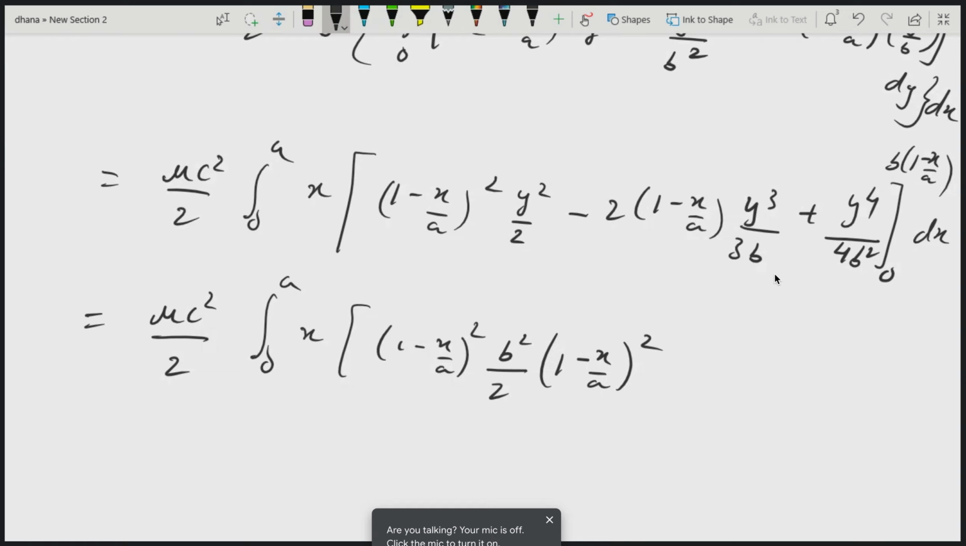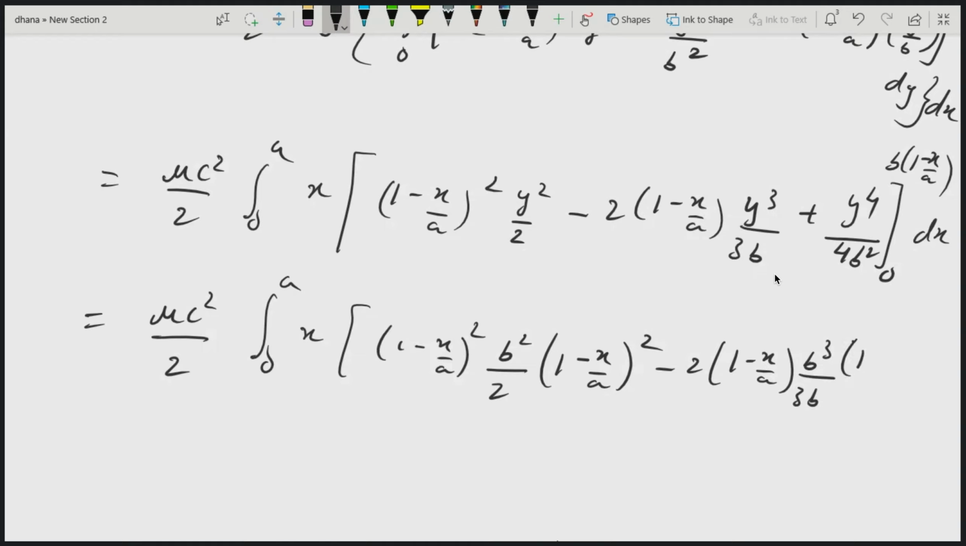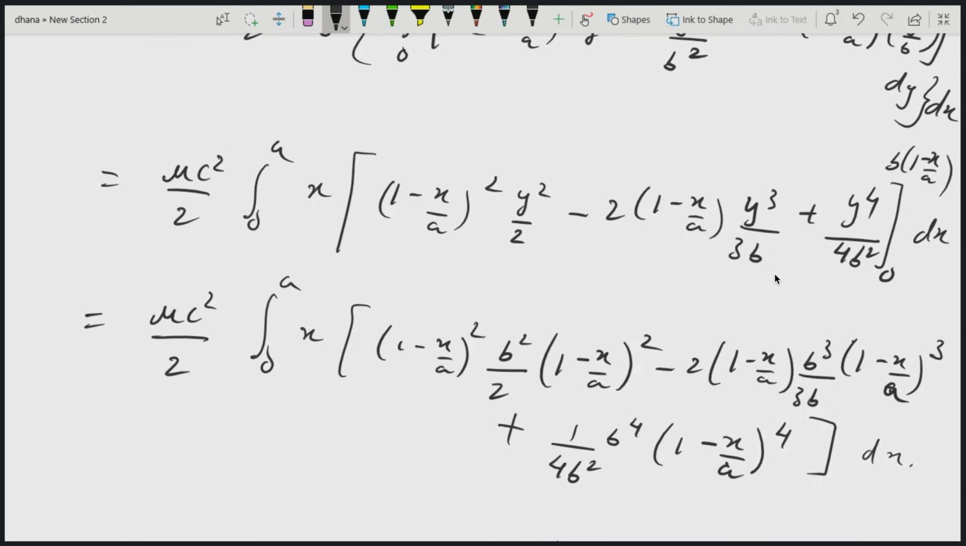Okay. Then minus 2 into 1 minus x by a. Again, this will be b cube by 3b into 1 minus x by a whole cube plus 1 by 4b square as it is, b to the power 4 into 1 minus x by a, sorry, x by a whole to the power 4. This whole thing dx.